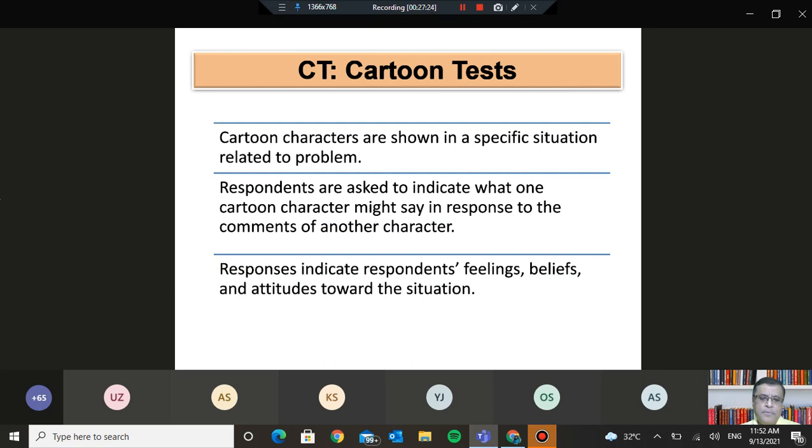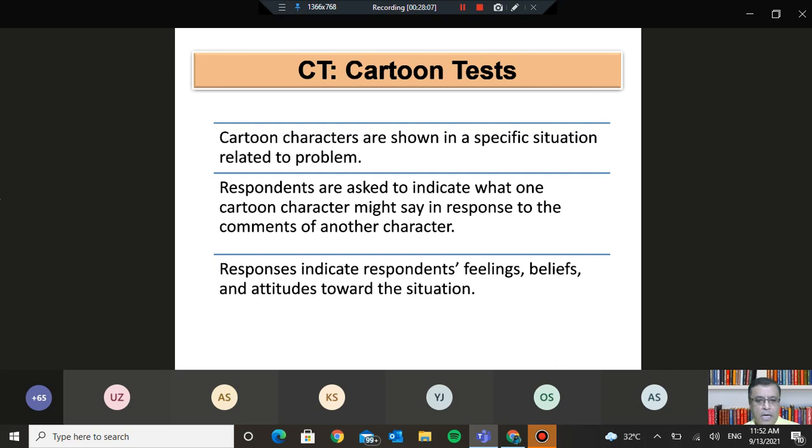Next, the tests in this category are the cartoon tests, and as the name itself is indicating, here we expose our subjects to some kind of cartoon characters, and these cartoon characters are shown in specific settings or situations. Then you expect the respondents to indicate what exactly is happening in those pictures in which the cartoon characters are present. For example, one cartoon character may be shown saying something, or some words may be shown as if they are coming out from that cartoon character, and the other person, you leave it blank. So you expect that the respondent will be completing or filling in the blanks.